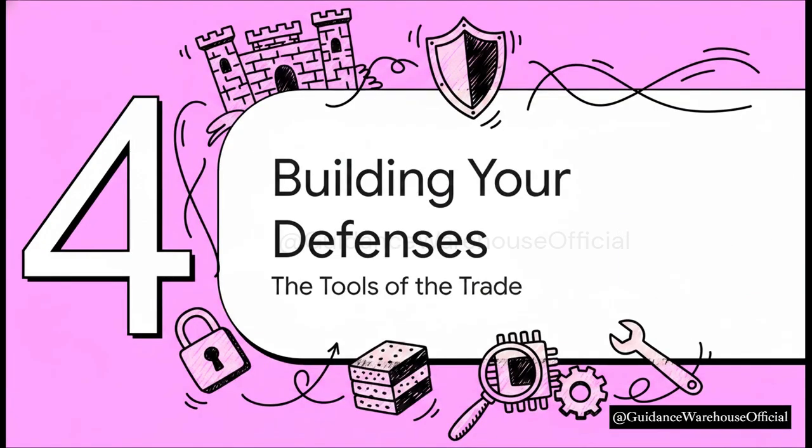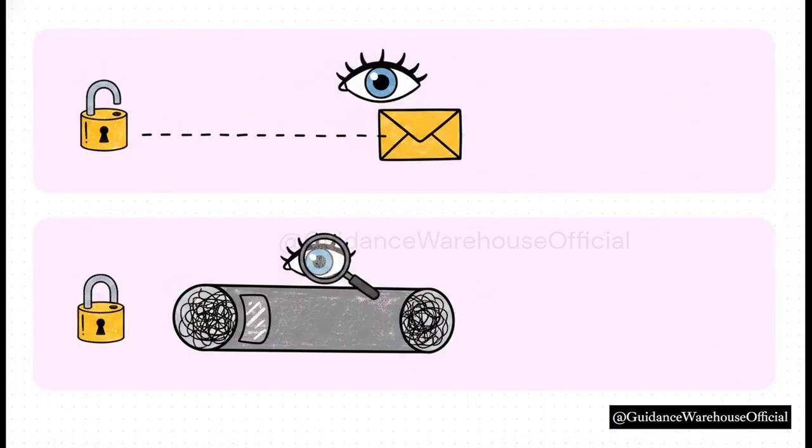Section 4. Building your defenses, the tools of the trade. Now that we completely understand what we're fighting against, let's look at the basic defenses. The most foundational defense happens in exactly how we transmit data across the web. Take a look at HTTP versus HTTPS. HTTP sends your data in plain text, meaning if an attacker intercepts it, they can read absolutely everything perfectly.